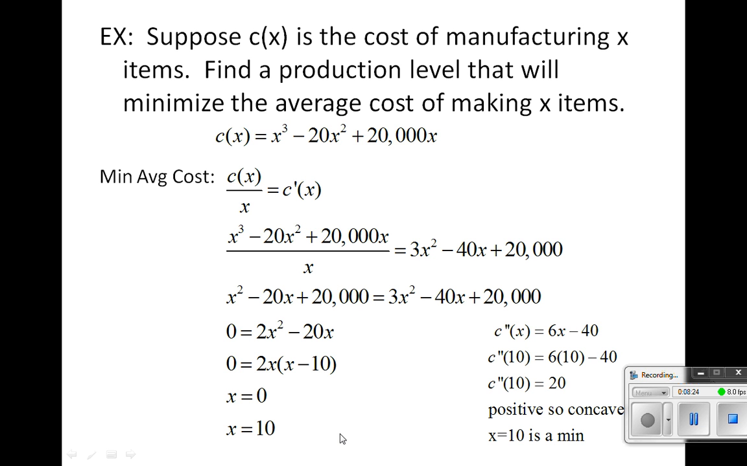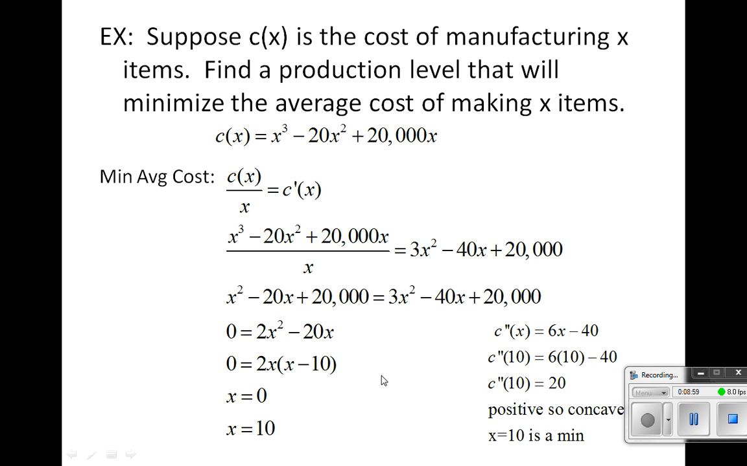Now, I could use my first derivative test, put those on a little number line and see my signs, pluses and minuses. But I did that on the previous problem, so I thought this time I would go with the second derivative test. I'm doubtful that x equals 0 is going to give me the minimum average cost of making 0 items, so I'm not really going to care about 0. But let's look at 10. If I plug 10 into my second derivative equation, well, let's see. Here's the first derivative right here. And if I take the derivative of that, I would get a 4x to the first minus 20.